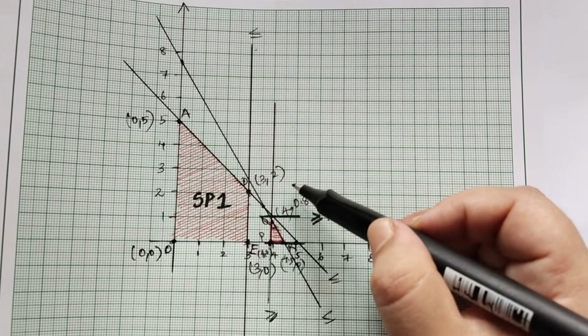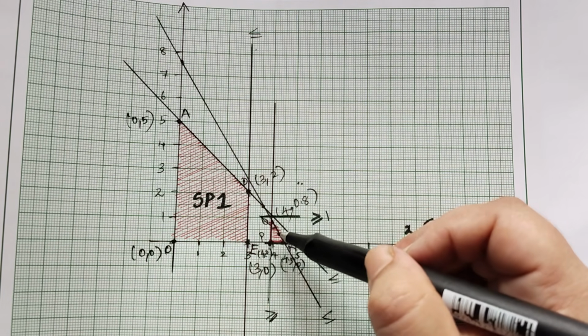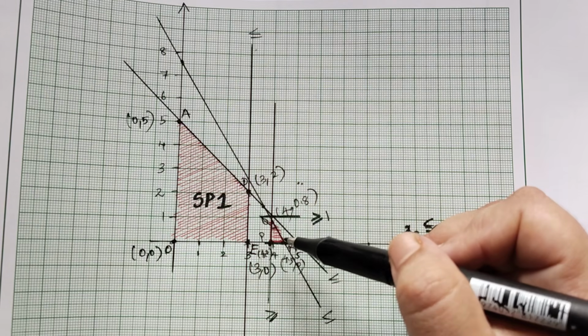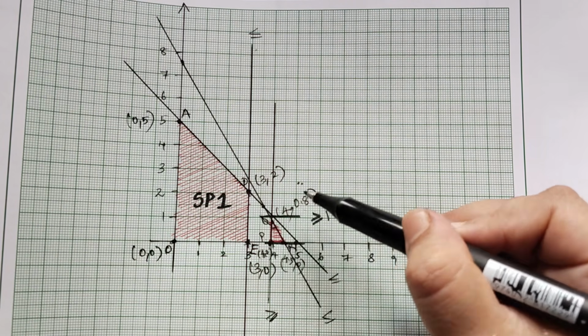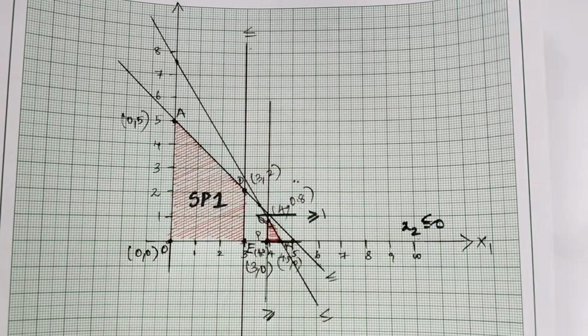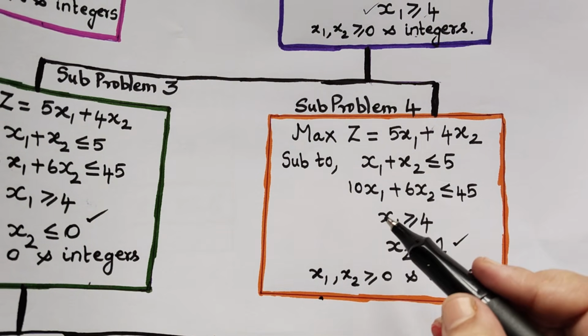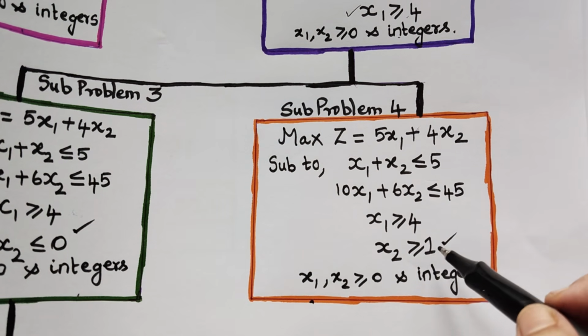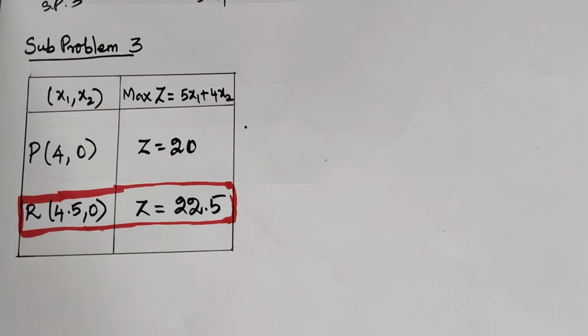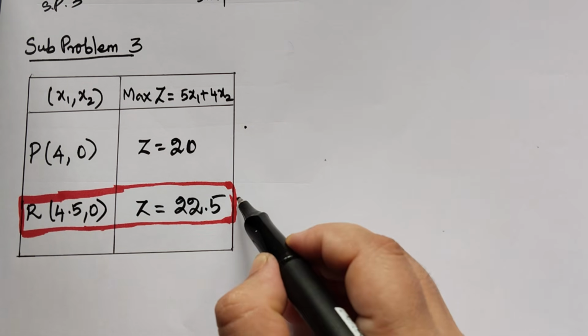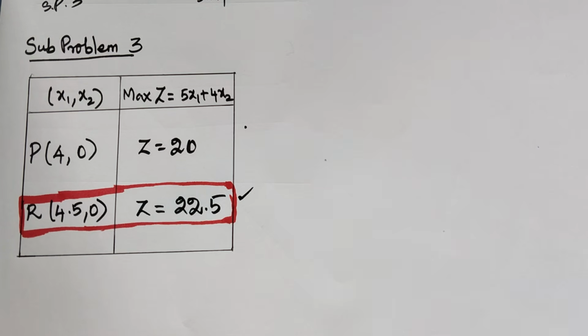So when we see there is no intersection, therefore we will have no feasible solution, that is we will obtain an infeasible solution in this case. Therefore for subproblem 4, the solution at this stage is infeasible. So therefore for subproblem 3, this is the solution, and so the branch will be like this.